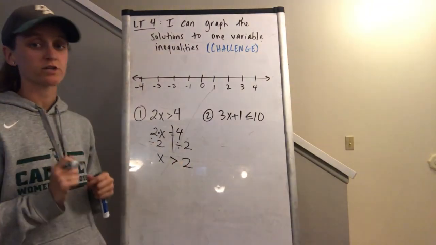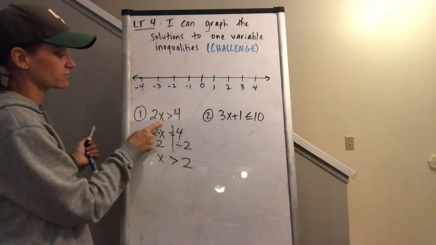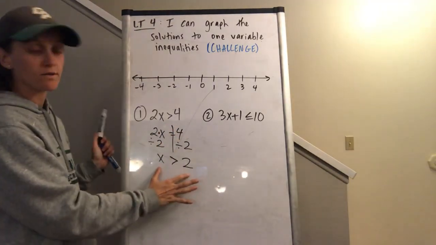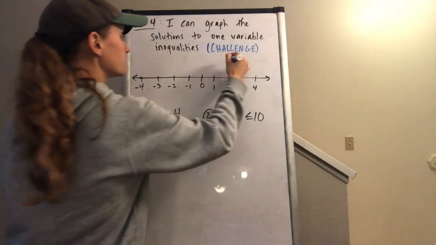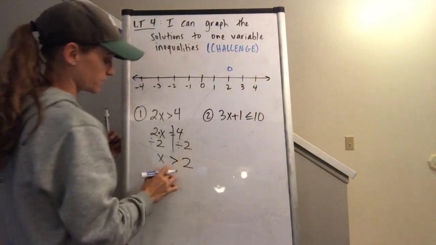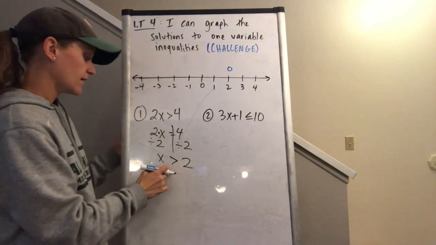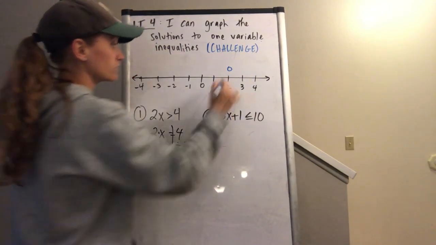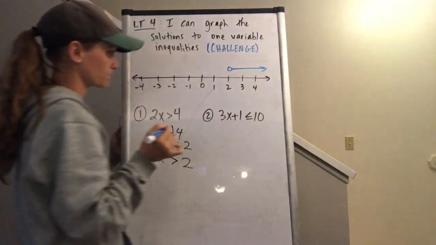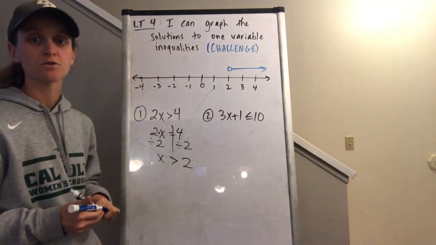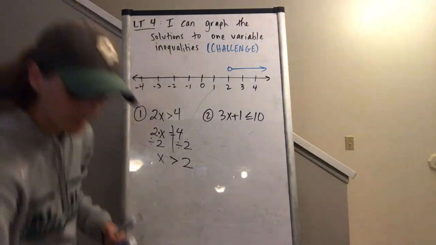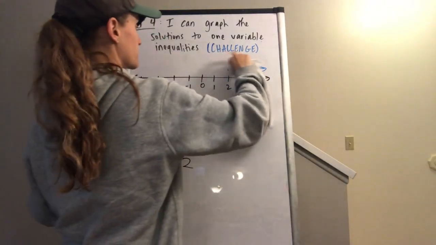So the only thing that changes on these ones is that you have to solve for x, and then you can graph it. So here, I put my point at 2, and it's going to be an open dot because it doesn't have the line underneath. And this is x is greater than 2, so I know that's going to go this way, because 3 would work, 4, 5, any number that's bigger than 2. Okay, let me erase this one.